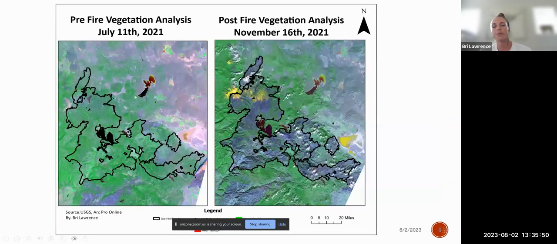This is my vegetation analysis. The left is the pre-fire and the right is the post-fire, and you can see the bands that I used. Bands 4, 5, and 7 were picked because they show the vegetation and the moisture content. Pre-fire, you can see there's more moisture in the vegetation because it's healthy and growing. Post-fire, you can definitely see a change because it's been burnt.